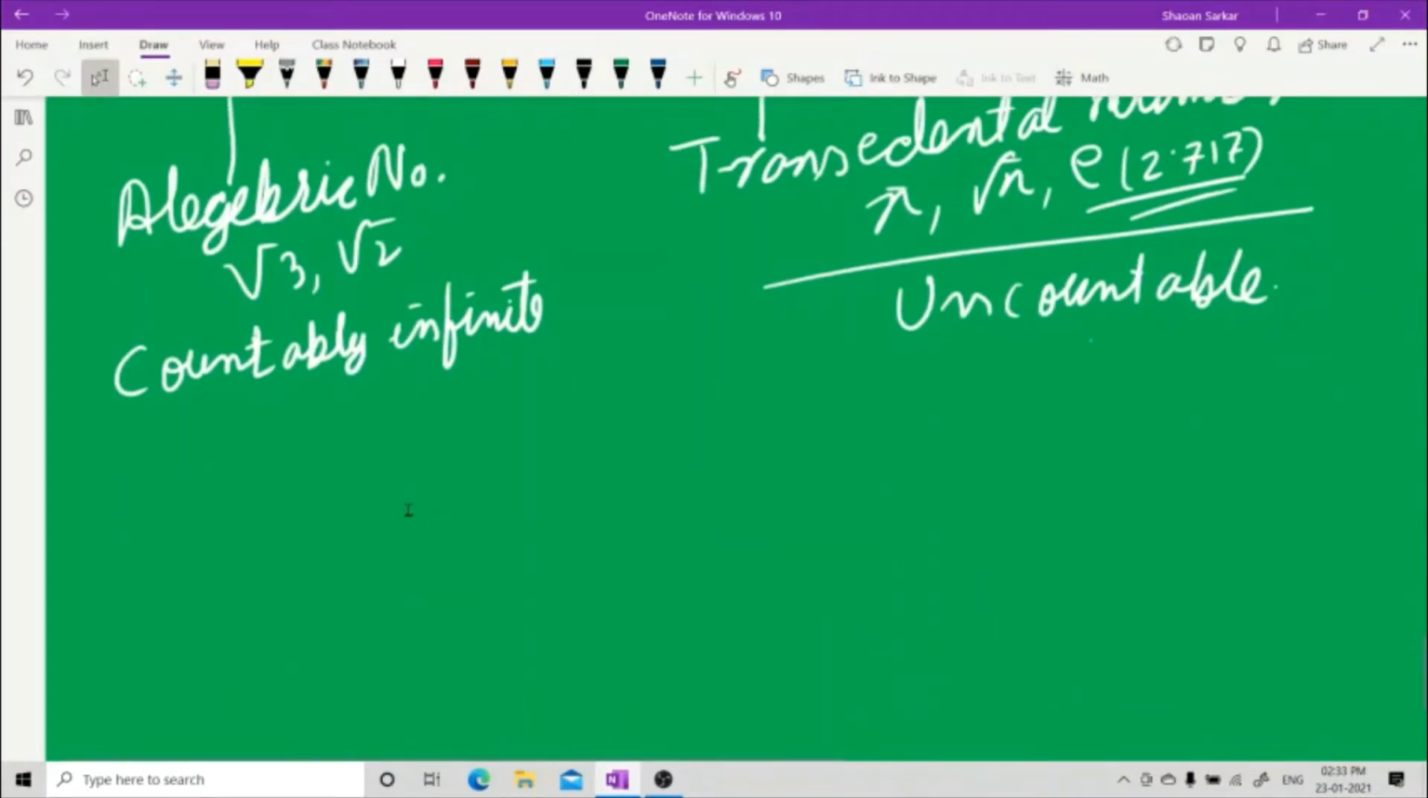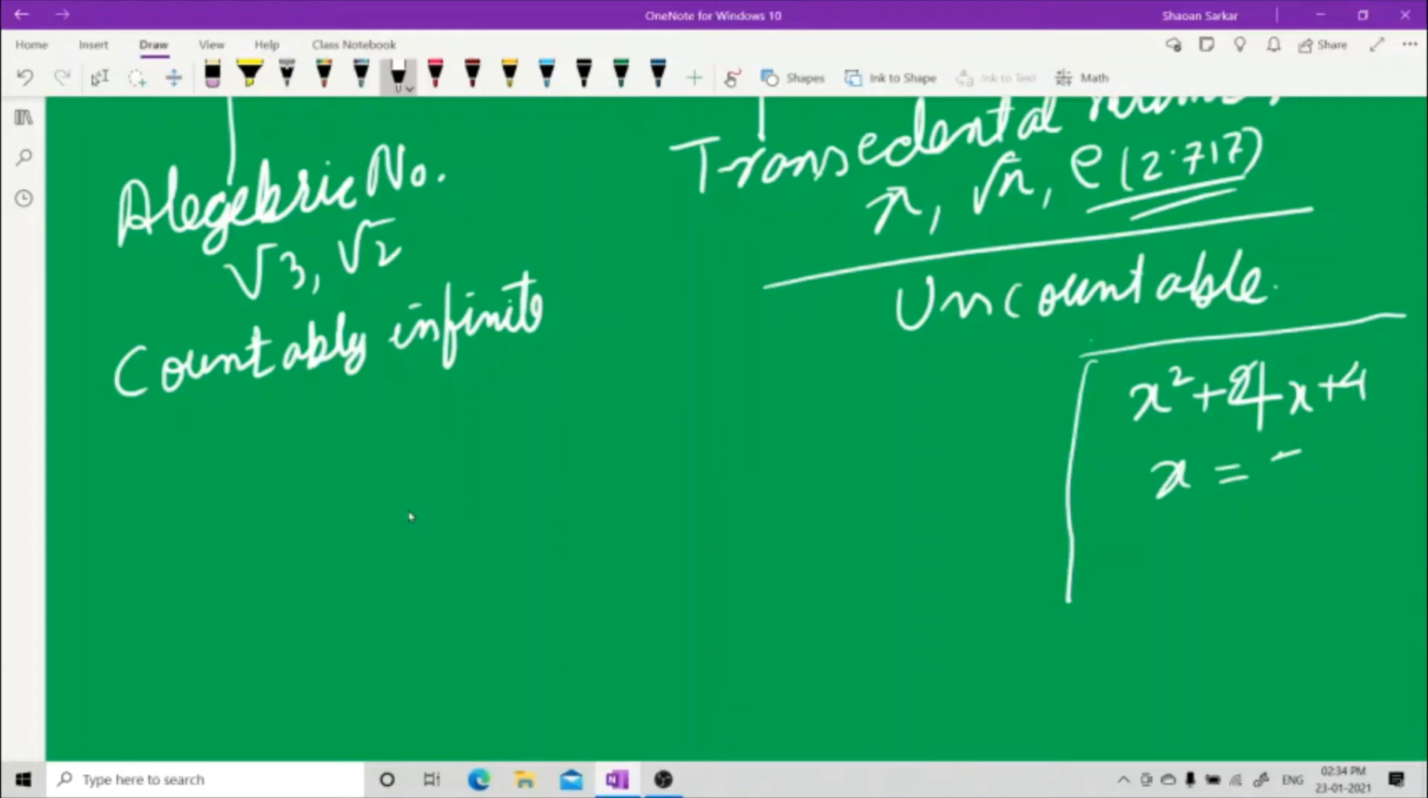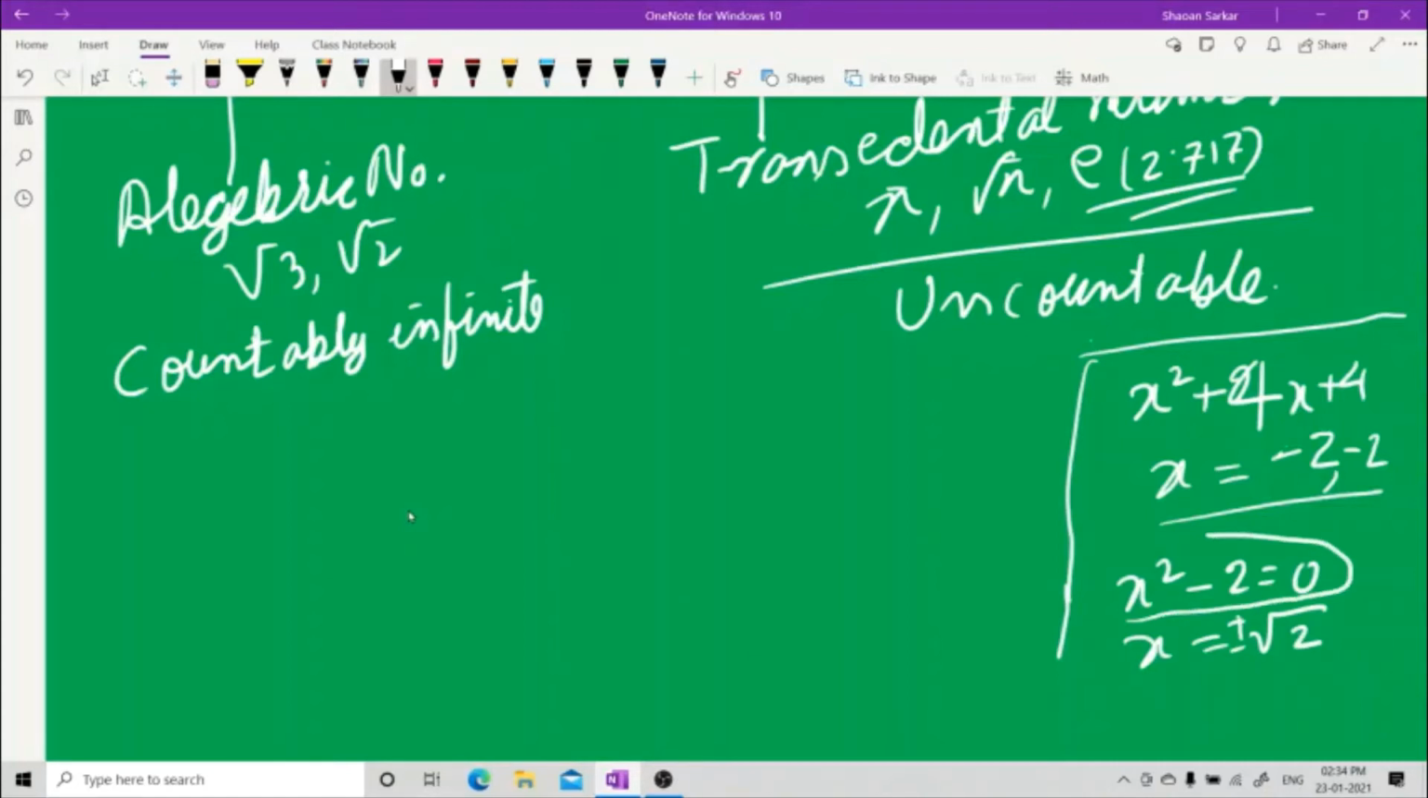Now you see what algebraic numbers are. In smaller classes, you've seen polynomials like x square plus 2, and x square plus 4x plus 4. You had these roots as minus 2 and minus 2. They satisfy this equation, so these are the roots. Similarly, if you take x square minus 2 equal to 0, you will get x equal to plus minus under root of 2. This type of polynomial is also a polynomial having rational coefficients. You know what the coefficient is?